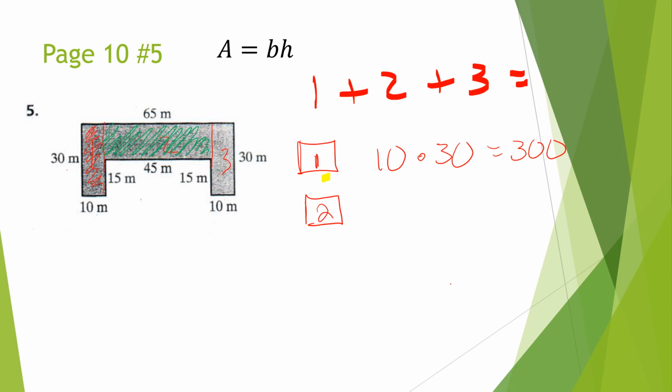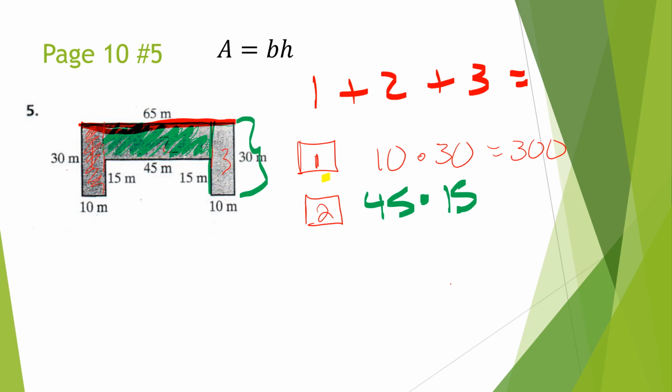For rectangle 2, all the way across the top is 65. So if you use 65, that would not be correct because that would be going all the way across. And the one that I'm finding the area of is just this middle green part. So I only want to use the 45. And then for the height here, that's what I have to figure out. Since this whole thing is 30 and this part is 15, I know what's left up top there is also 15. So 45 times 15 is something. That is 675.